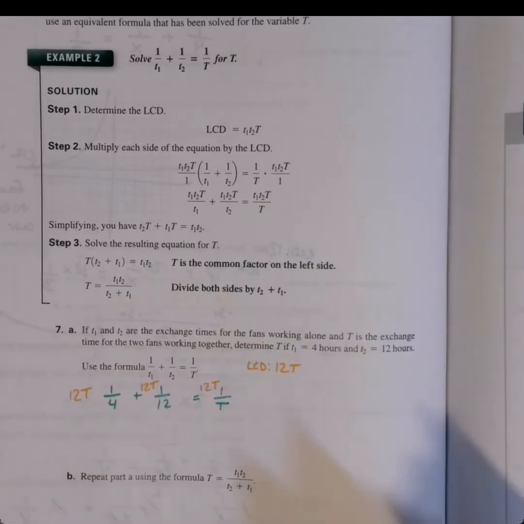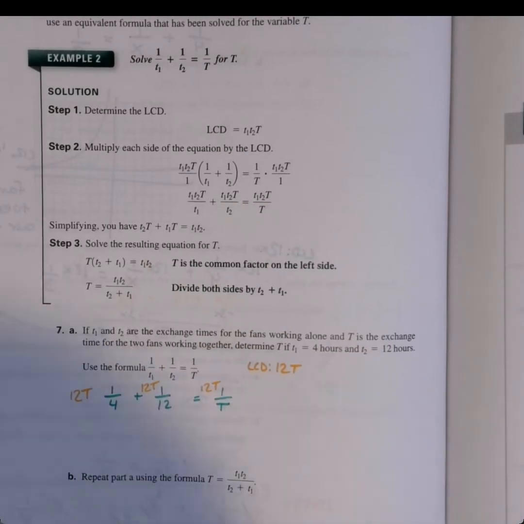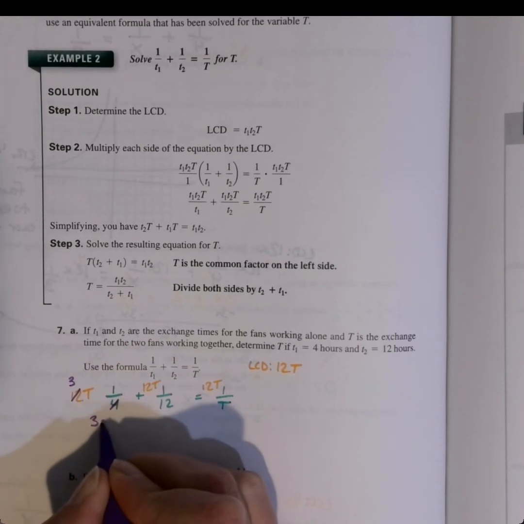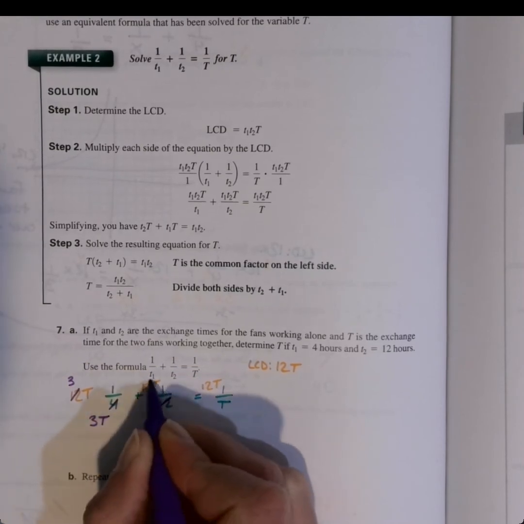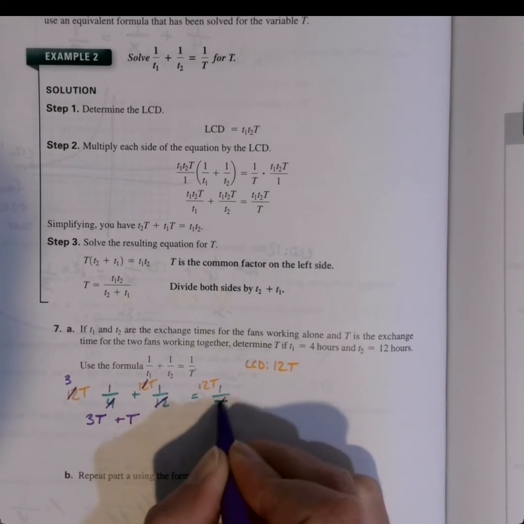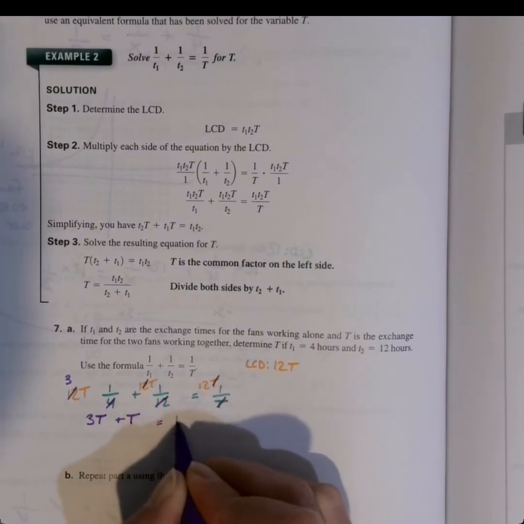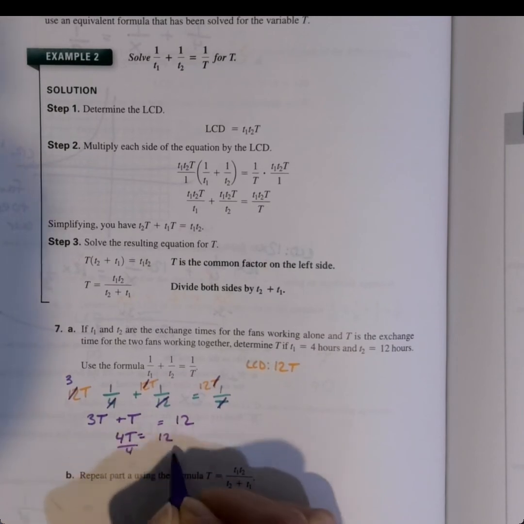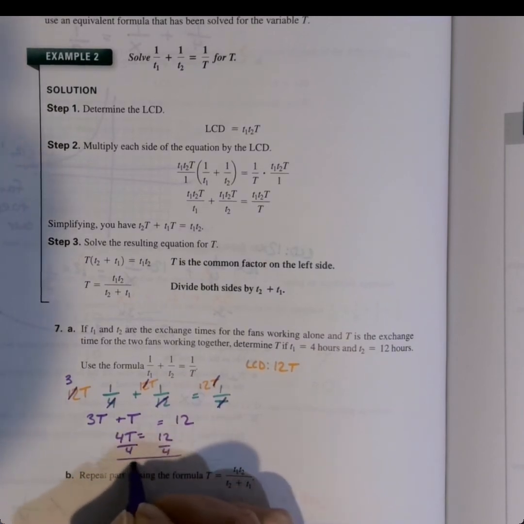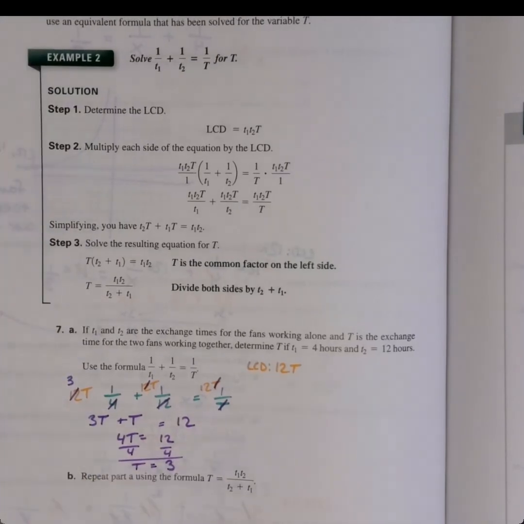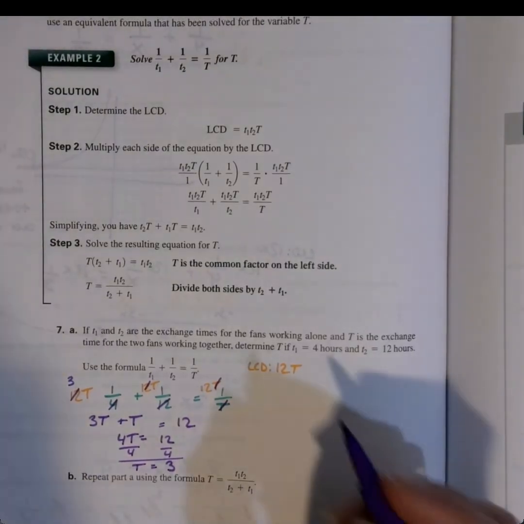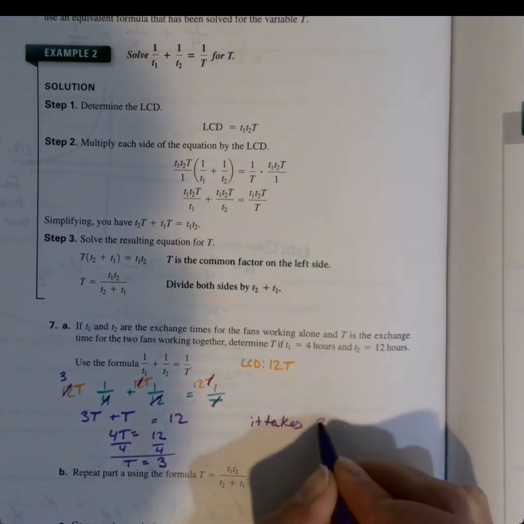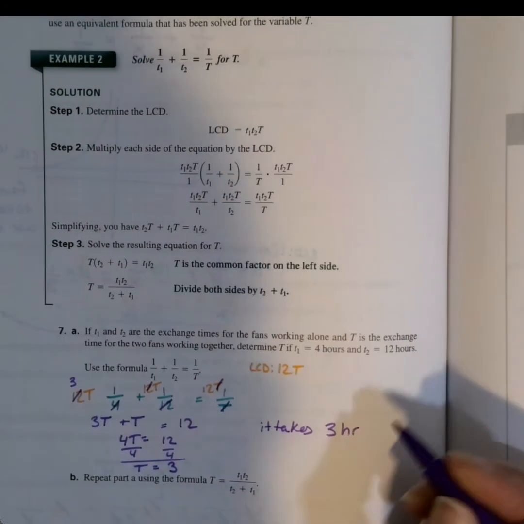This process is very similar to what we have done before. 4 goes into 12 3 times, so I have 3 times 1 is 3t. 12 goes into 12 once, 1 times t is 1t. T goes into t once, 12 times 1 is 12. So 4t equals 12, and if I divide both sides by 4, I get t equals 3. Okay, so it takes 3 hours to exchange the air working together.